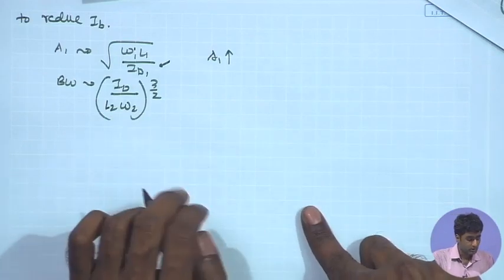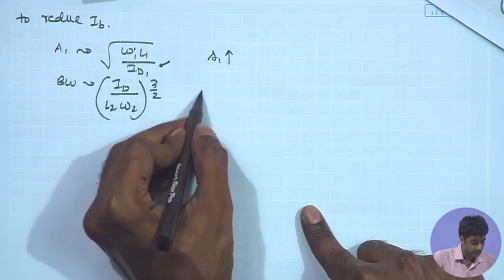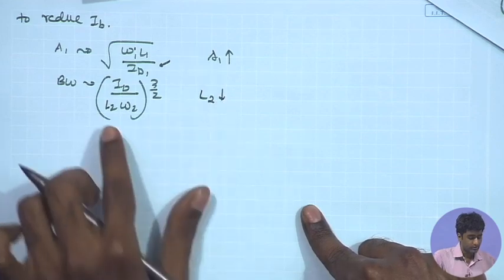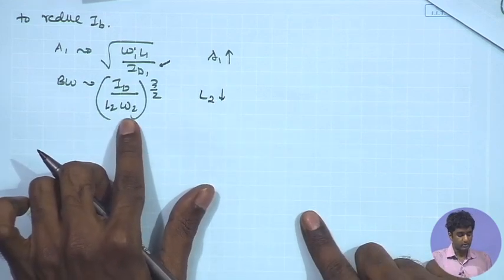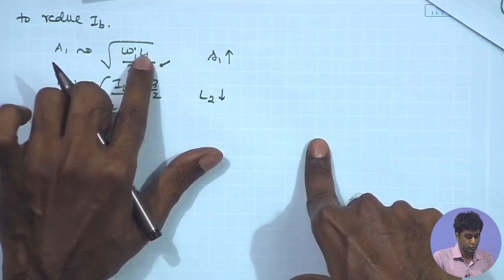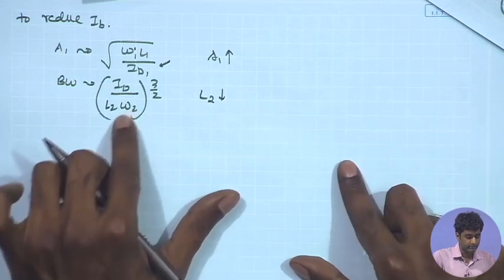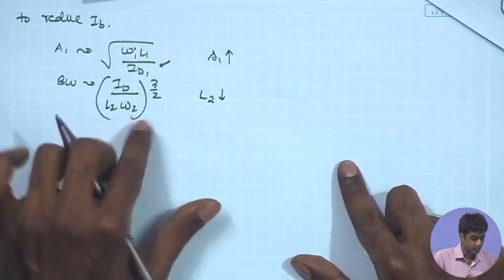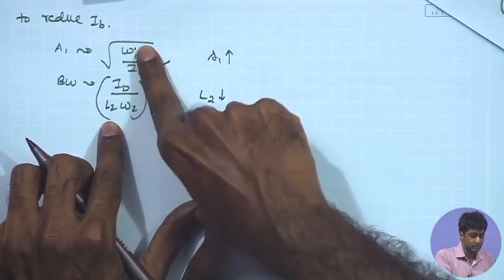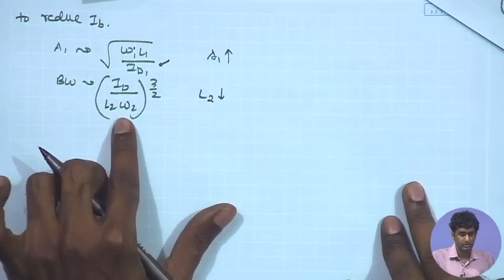So if I do that, say I reduce the L2 by the same magnitude, that would once again imply that the overall gain for the second stage, which is also proportional to root under W2 L2 upon ID2, will be going down. In order to avoid that, I have to make sure that the gain reduction in the second stage corresponds to the gain increase in the first stage. So, if the magnitudes are similar, then I do not worry so much.